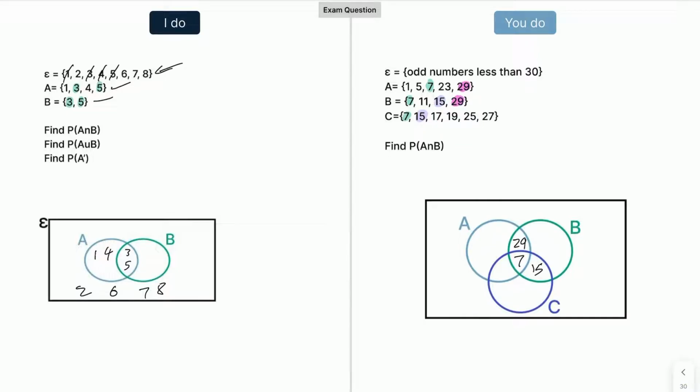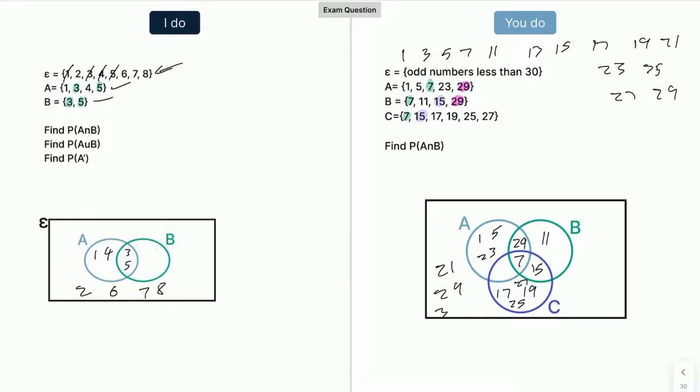Okay, now if I look at A, I'm left with 1, 5, 23. If I look at B, I'm left with 11. And if I look at C, I'm left with 17, 19, 25, and 27. Okay, and then if I look at the universal set, so that's all the odd numbers less than 30. So if I was to list them out, that'll be 1, 3, 5, 7, 11, 13, 15, 17, 19, 21, 23, 25, 27, and 29. So I'll cross off the numbers that I've used, and then I'm left outside with 21, 29, 3, and 13.